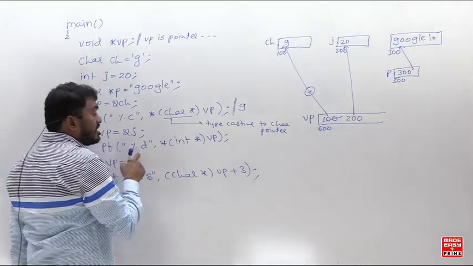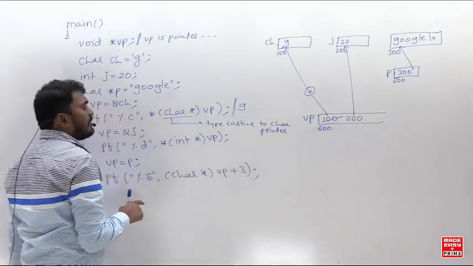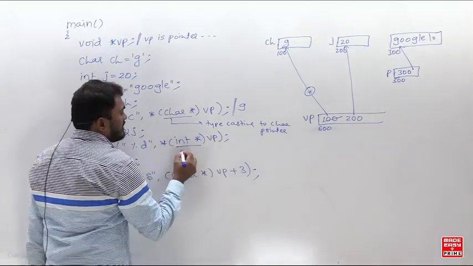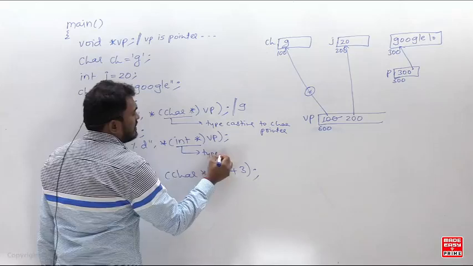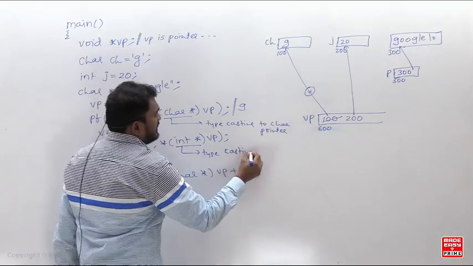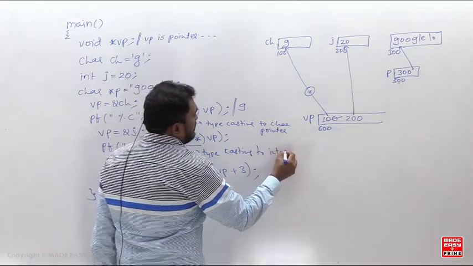But remember, when you are printing that with the help of the void pointer, you need to do the typecasting here. This is called what? The same typecasting, typecasting to an integer pointer.